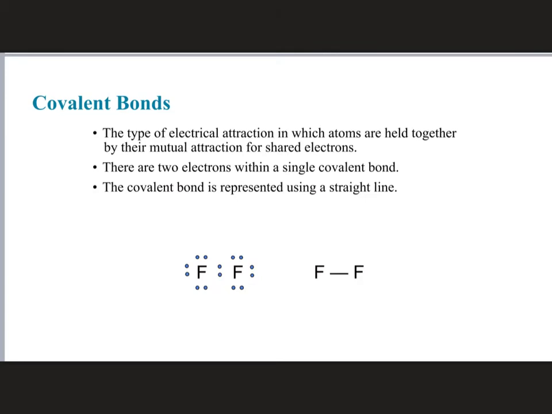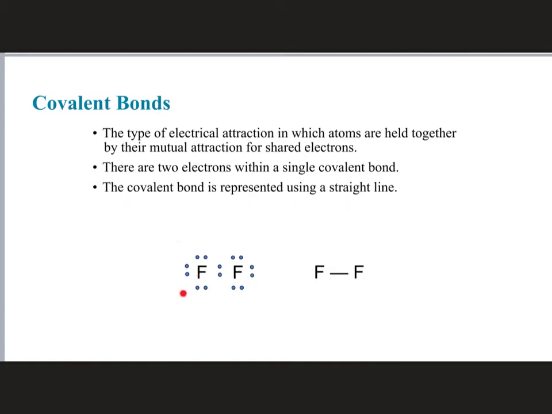So a covalent bond is a bond where you have an electrical attraction in which atoms are held together by their mutual attraction for shared electrons. They both want to share those outer electrons to make their shells filled. And so that's what forms the bond. There are two electrons within a single covalent bond, and the covalent bond is usually represented by a straight line.